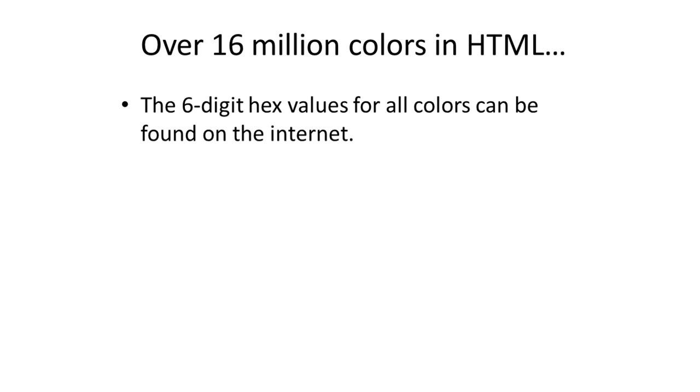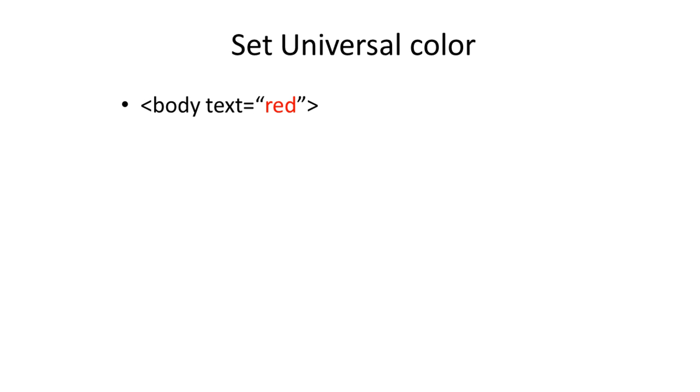There are over 16 million colors in HTML. The 6-digit hex values for all colors can be found on the internet. To set a universal color for all the text on the page, the attribute text is used in the body element, along with a 6-digit hex value, denoting the color we are going to use.